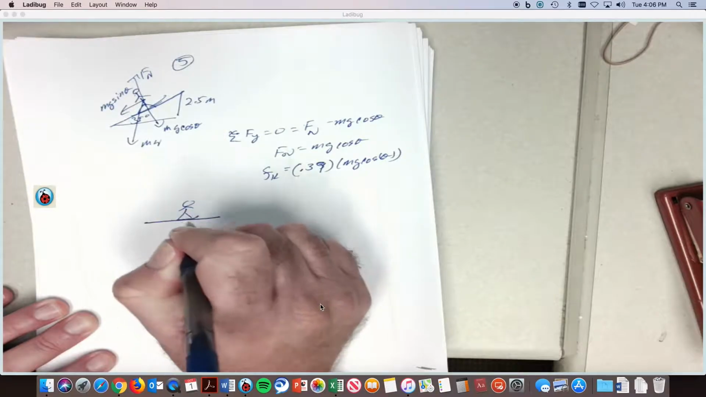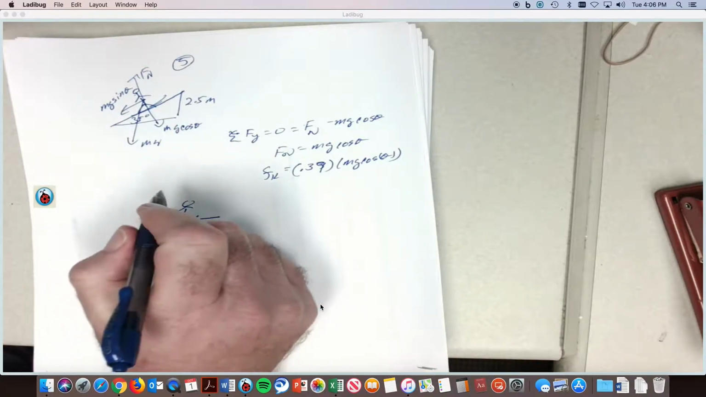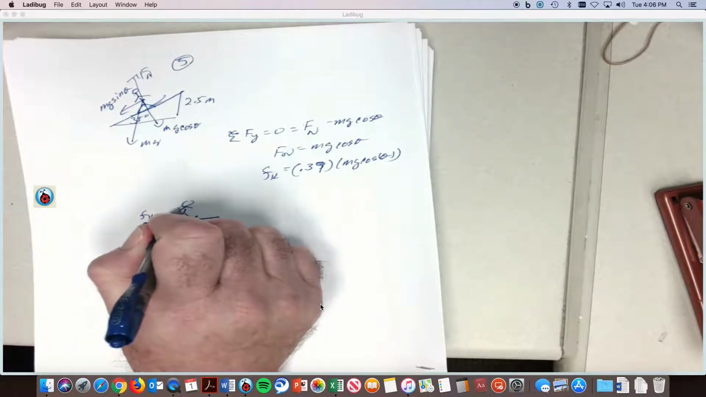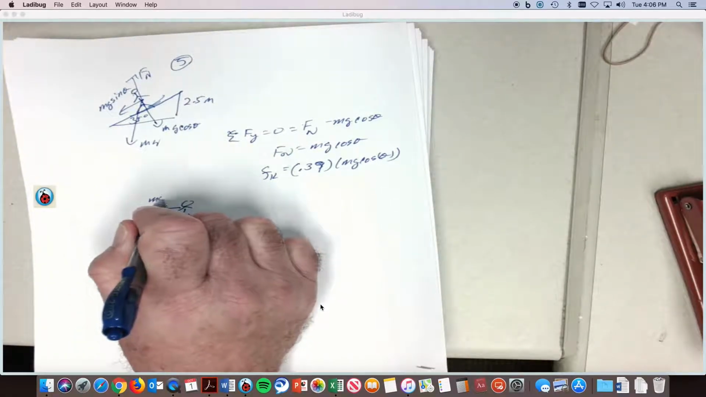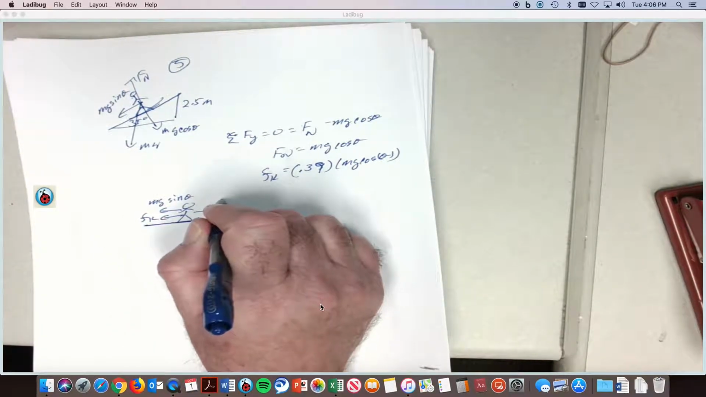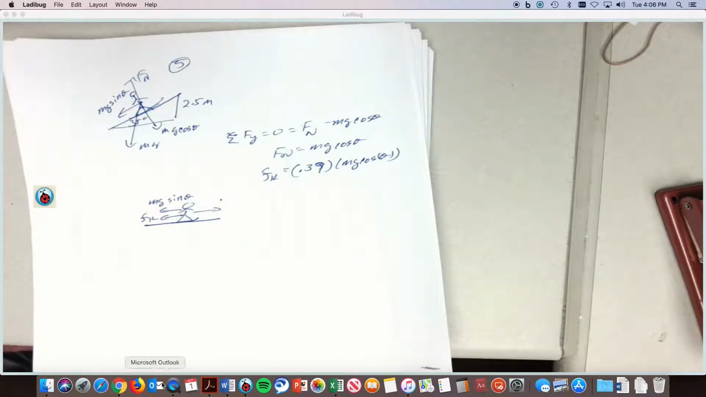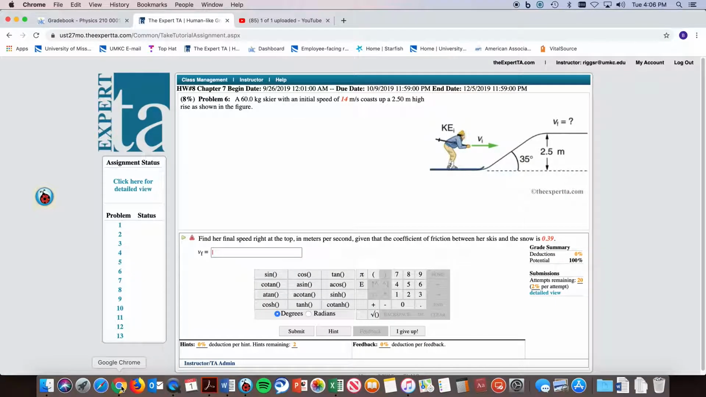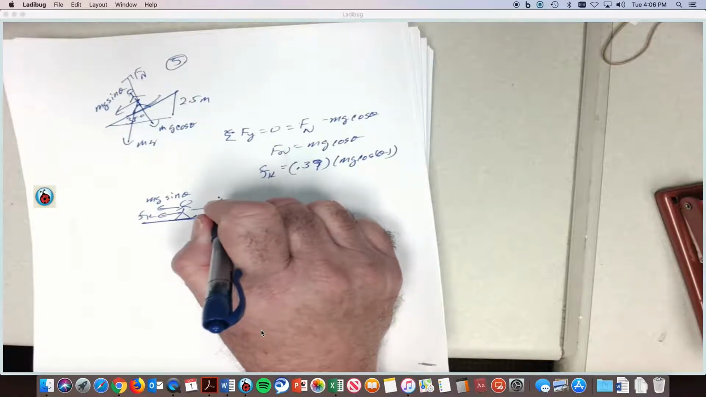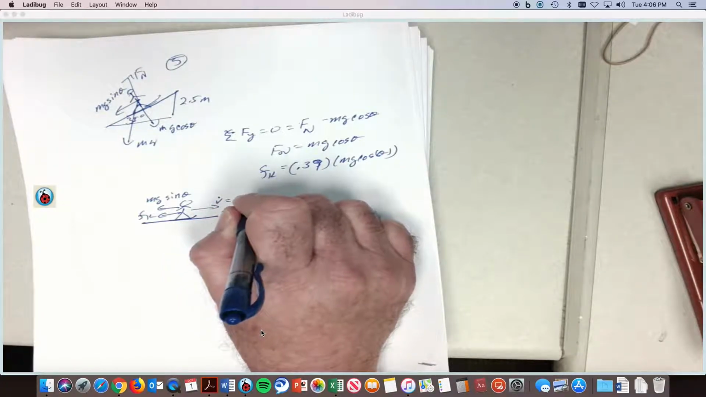So here she is. We've just rotated this down. So she's got friction going this way. And she's got mg sine theta going this way. And an initial velocity of 14 meters per second. Okay? An initial velocity of 14 meters per second.